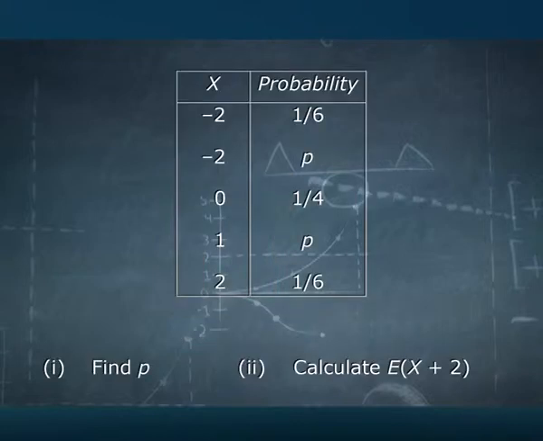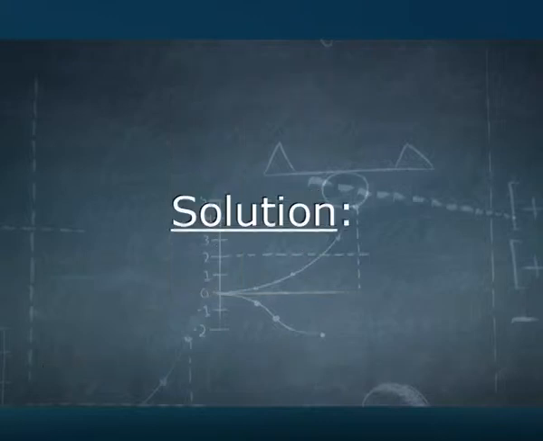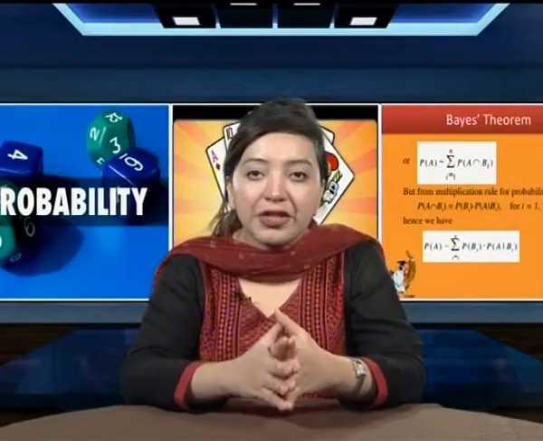We will look at one of the examples here. A random variable X has the following probability distribution as given in the table. We are supposed to find, first, p, and second, calculate E of X plus 2, that is, the expected value of X plus 2. So, we will see the solution for this.